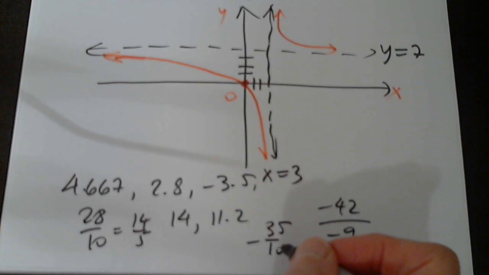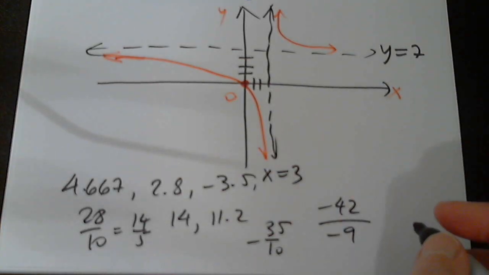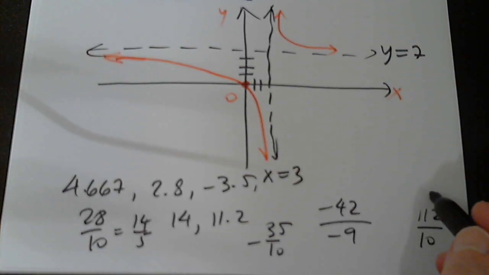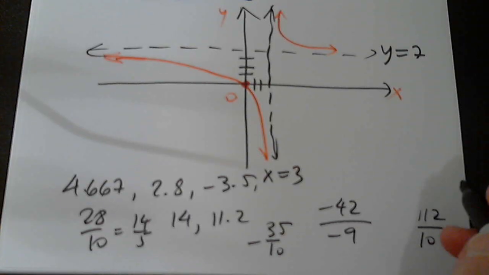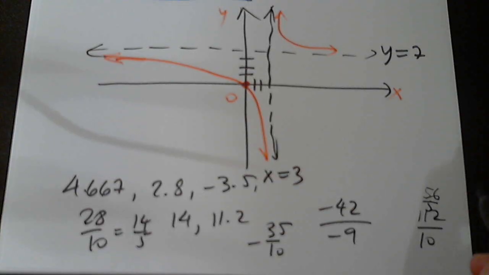The next one is -7 over 2. For 6, we get 14. And then for the last one, they don't want 11.2. We have to come up with a fraction. So 56 over 5. Waste of time, total waste of time on this part.